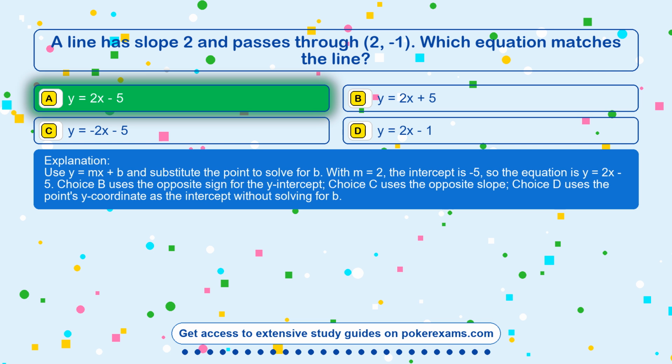Choice B uses the opposite sign for the y-intercept, choice C uses the opposite slope, choice D uses the point's y-coordinate as the intercept without solving for b.